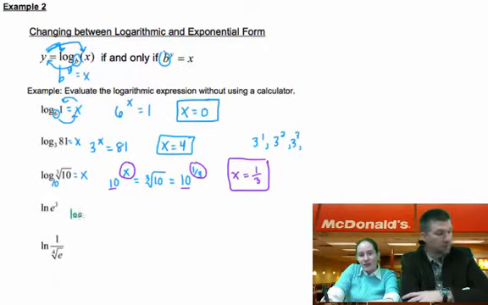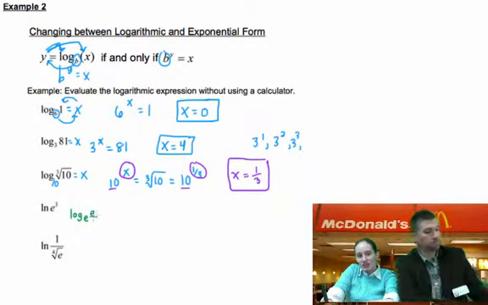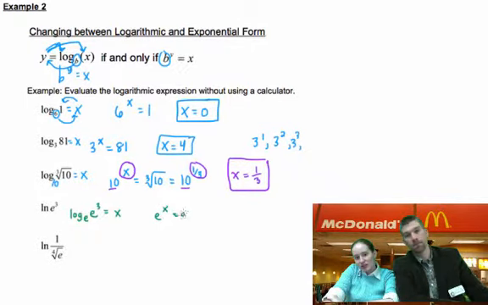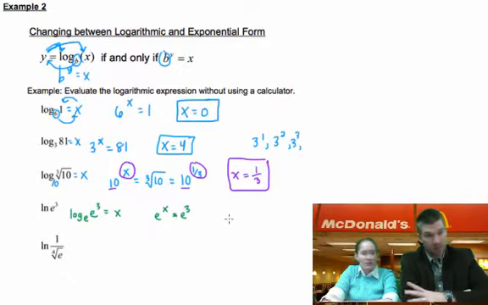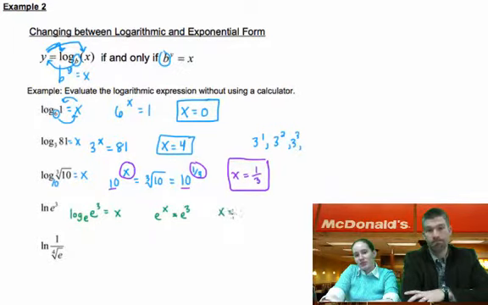So remember, this is like log with a base of e of e to the third. If we rewrite this, this is e to the x equals e to the third. So again, the bases are equal.